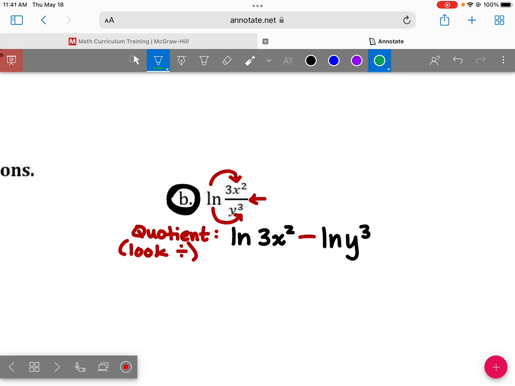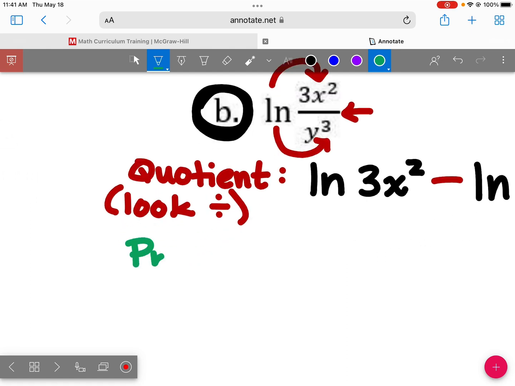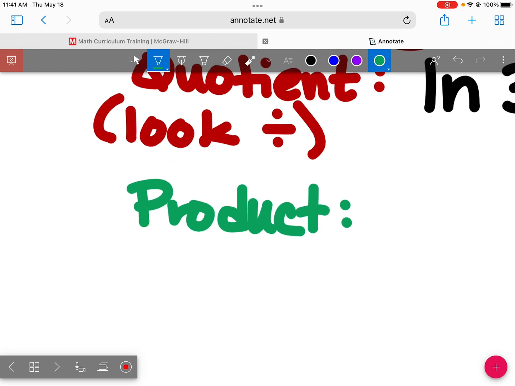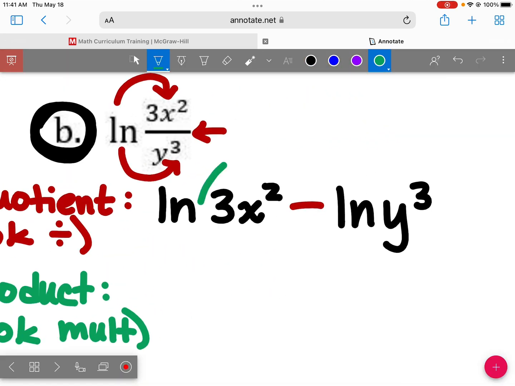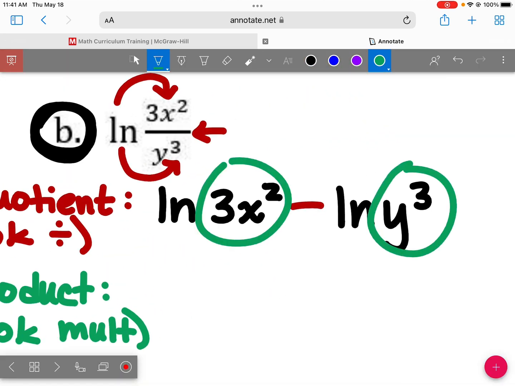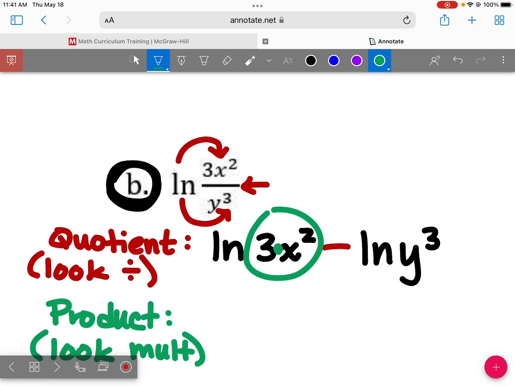Then we're going to do our product step. I'm going backwards. Here I was looking for plus, and it turned into multiplication. So now I'm looking for multiplication, and it will turn into a plus. Is there any multiplication in either one of these arguments? The 3 and the x is multiplying. So the ln is not being multiplied to y. ln is its own operation that's happening to the y.